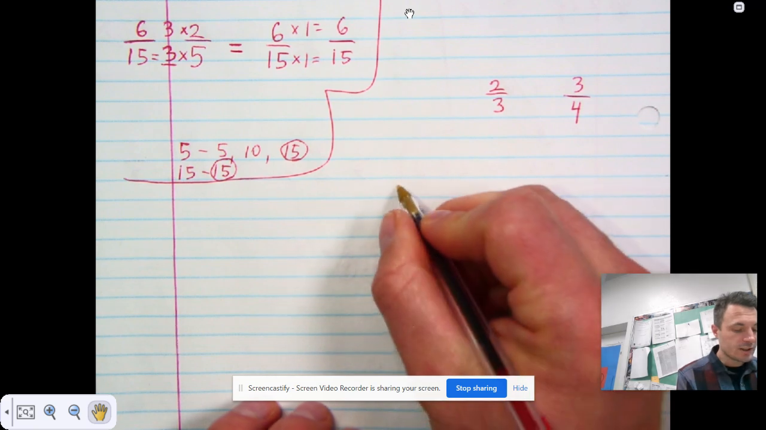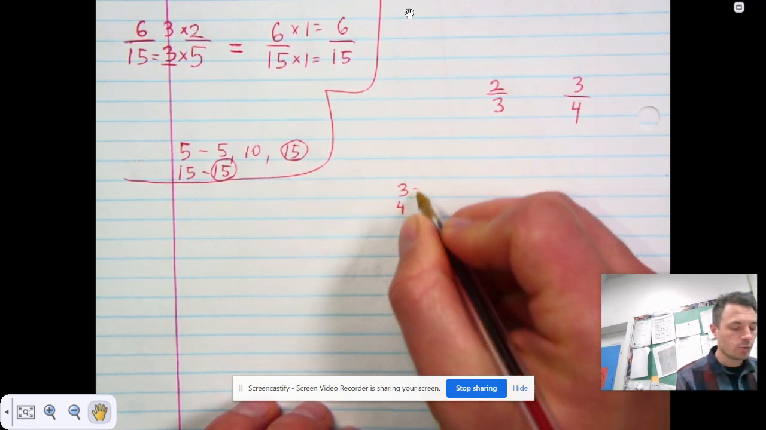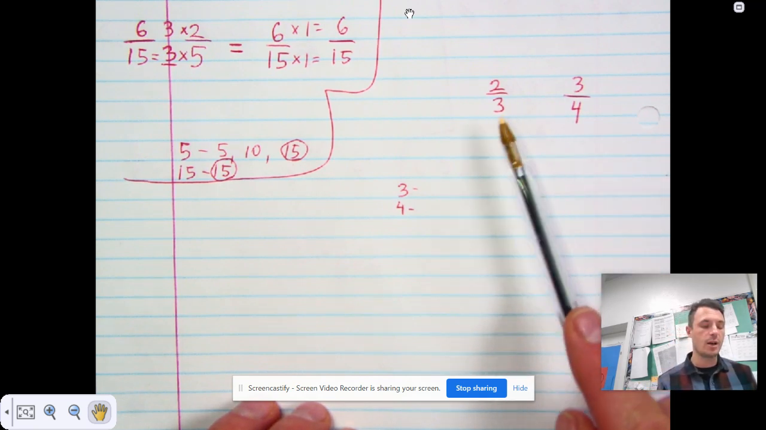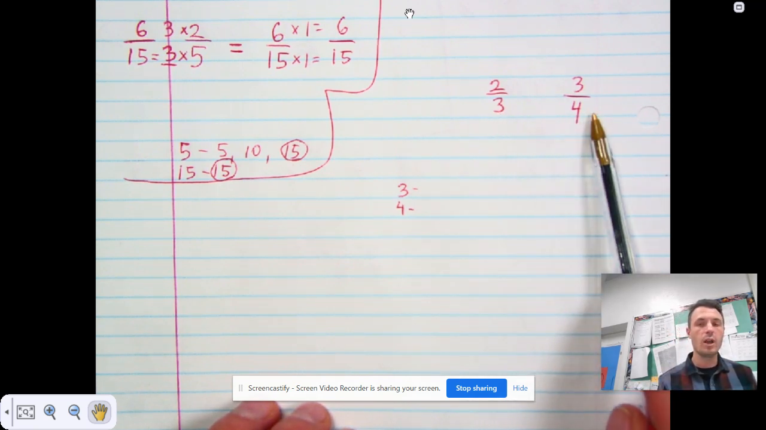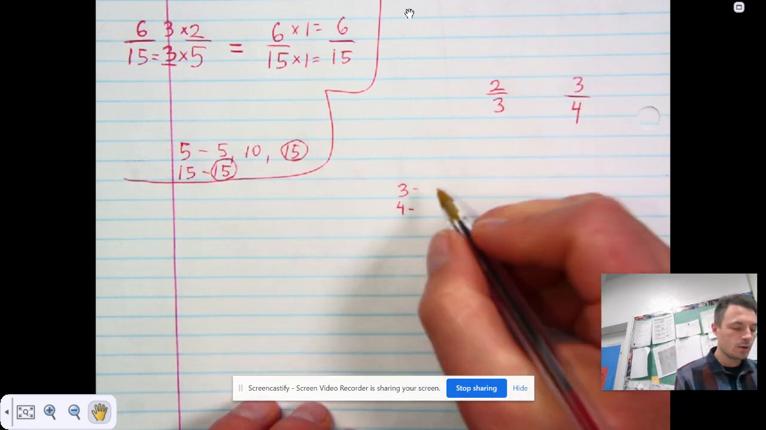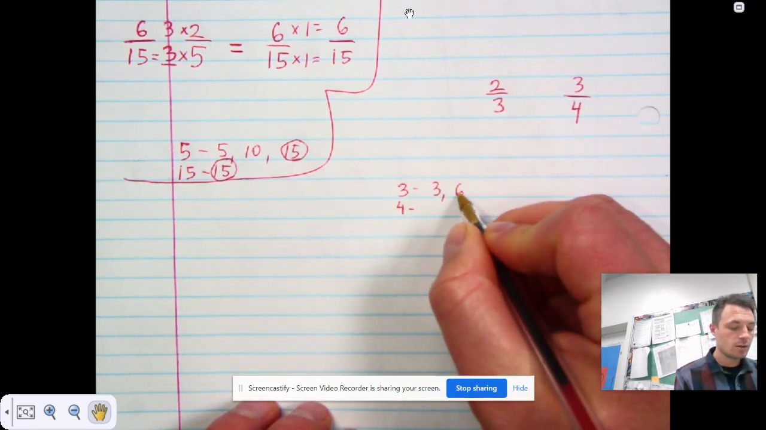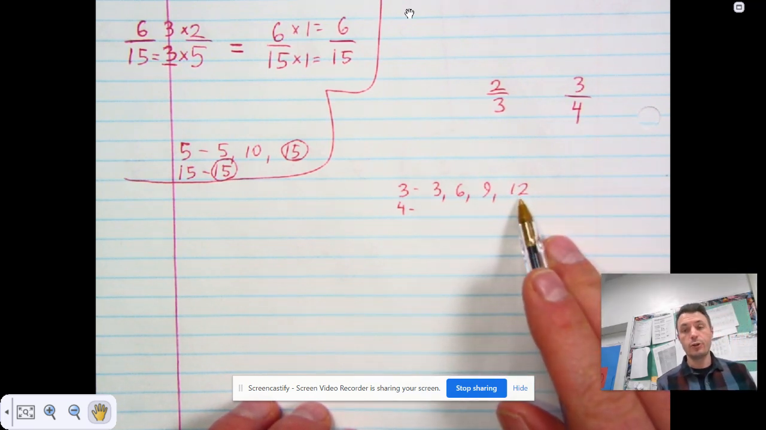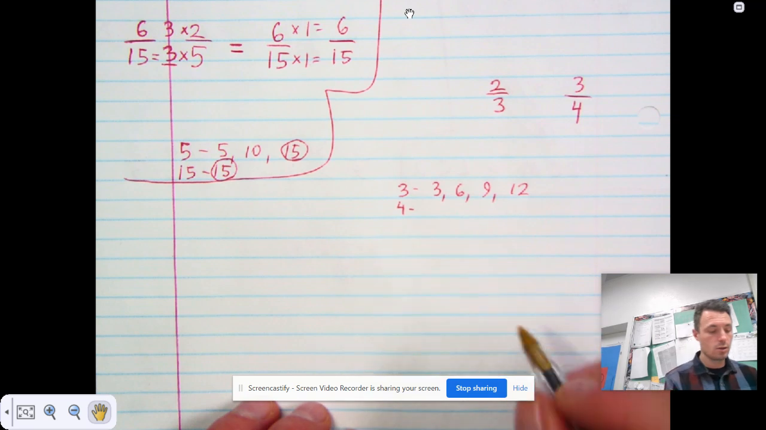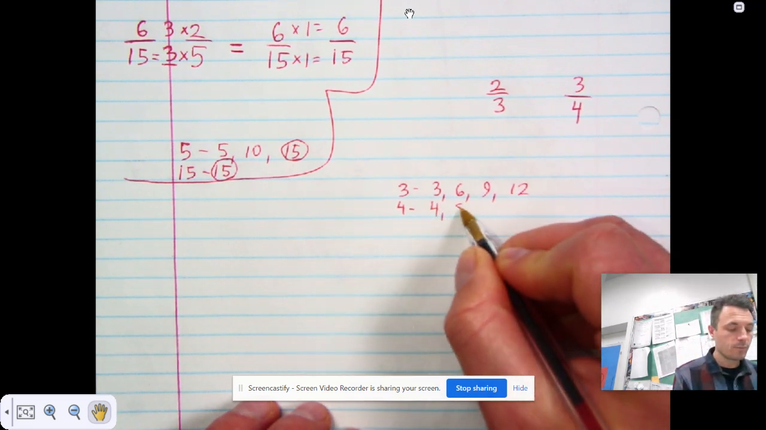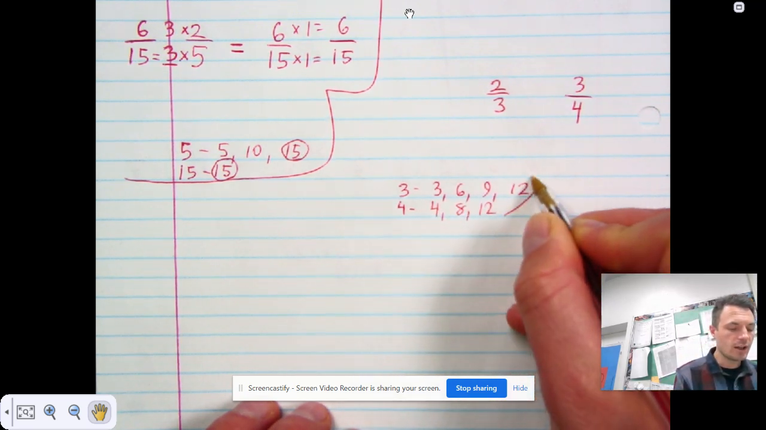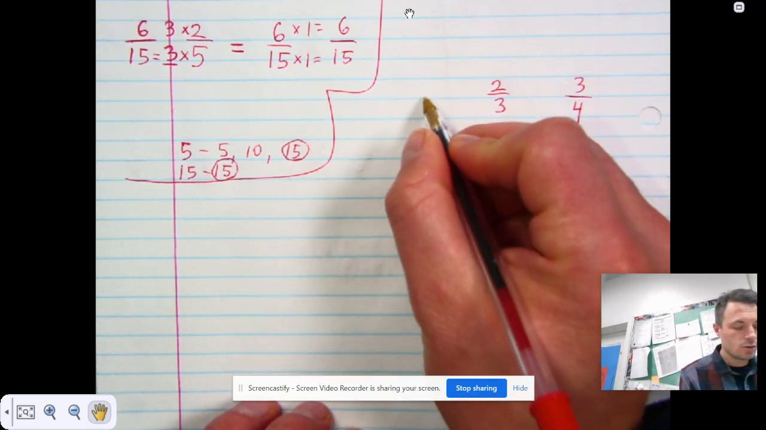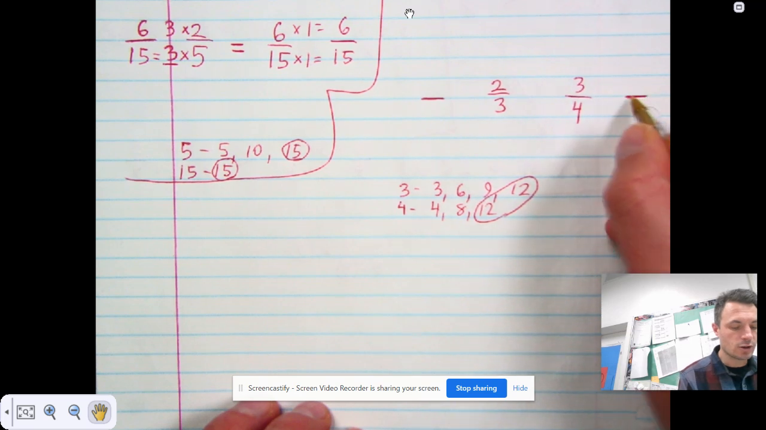So we list the multiples for 3 and 4 until we get a number that's in both lists. That's how we find the LCM, the least common multiple, for the two denominators, 3 and 4. So we count by 3s, 3, 6, 9, 12, and a lot of you can already tell 12 will be a multiple of 4. 4, 8, 12, and there's the LCM. It's 12. So now we're going to make two equivalent fractions.